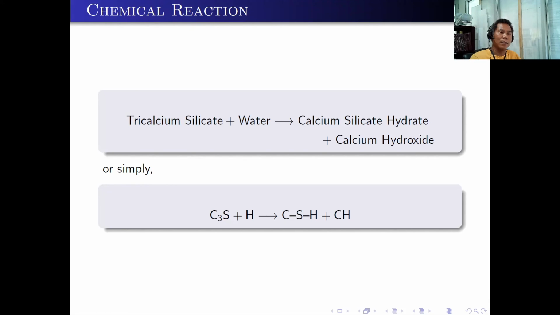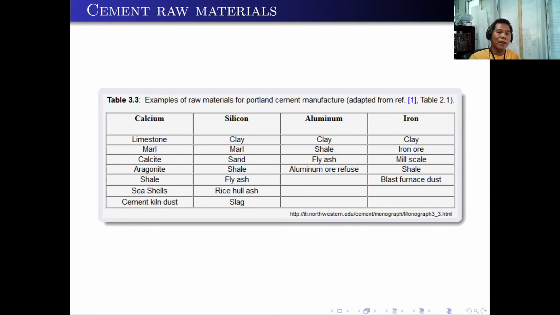Capital S, that's silicon dioxide. H is water, H2O, and there are other symbols used in cement chemistry. So here, the equation above can be represented by what we call the cement chemistry symbols. The C3S, the tricalcium silicate, plus H, that is water, will result in calcium silicate hydrate or CSH, plus the calcium hydroxide or CH.